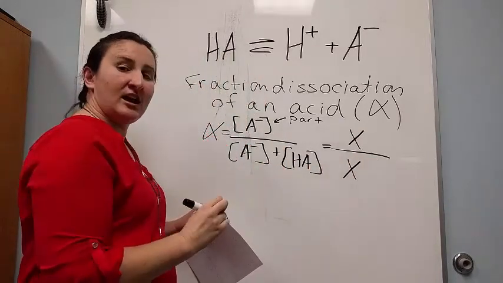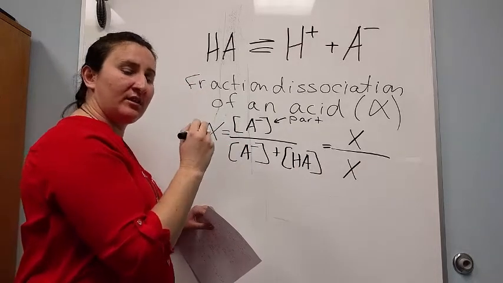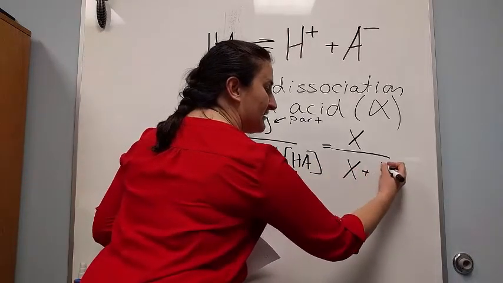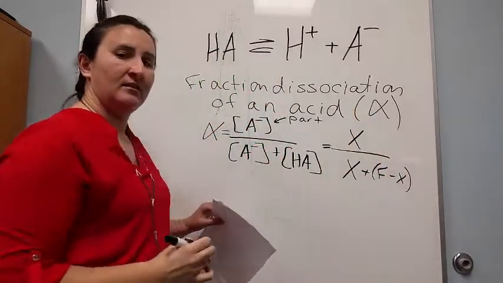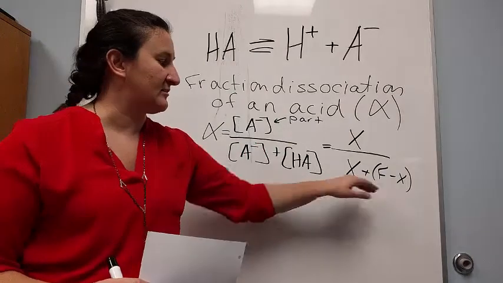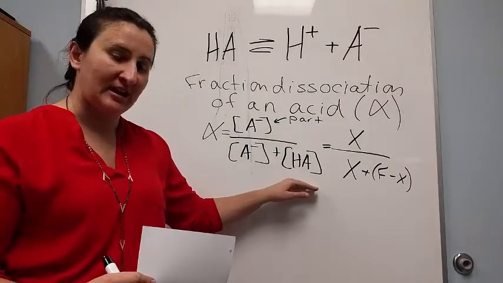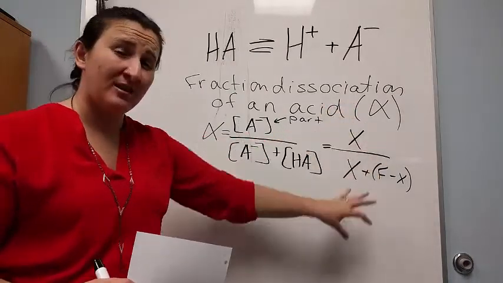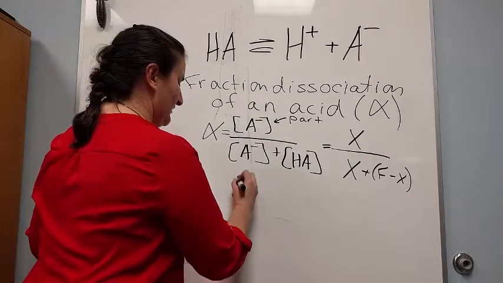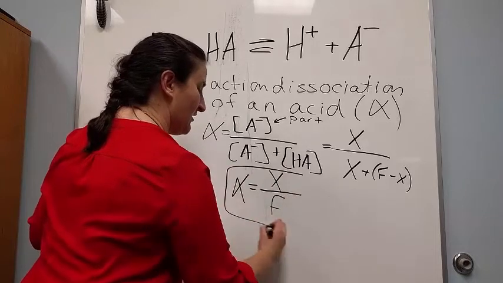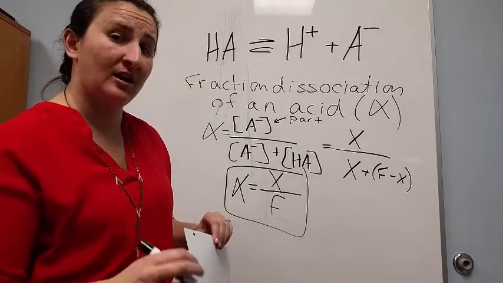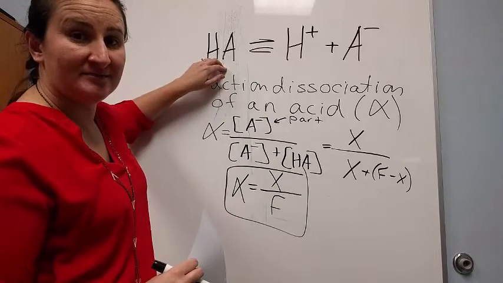But what about HA? In your ICE table at equilibrium, you always end up at the end with F minus X. Okay, because that's the equilibrium relationship of HA at the end of your ICE table. So could we further simplify this? Yes, we could. So alpha equals X over F, where F is your formal initial concentration of your weak acid.